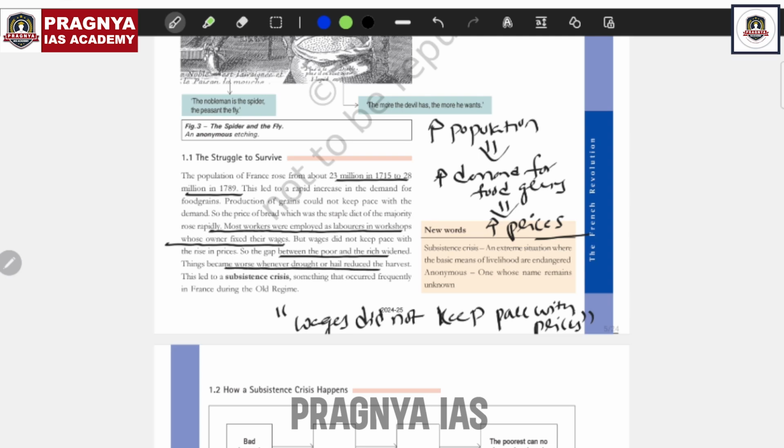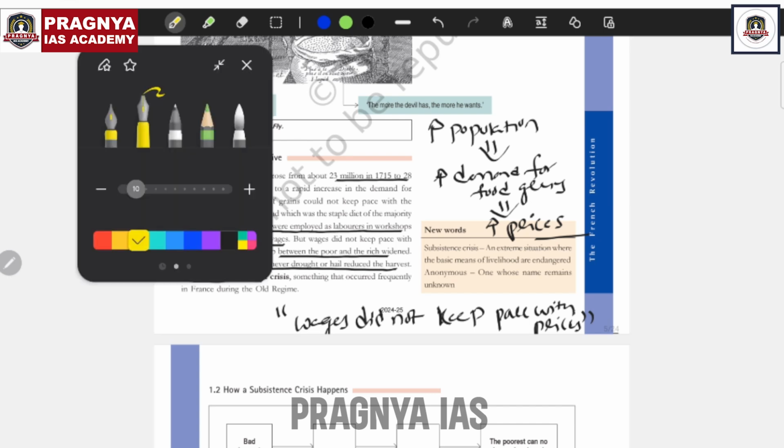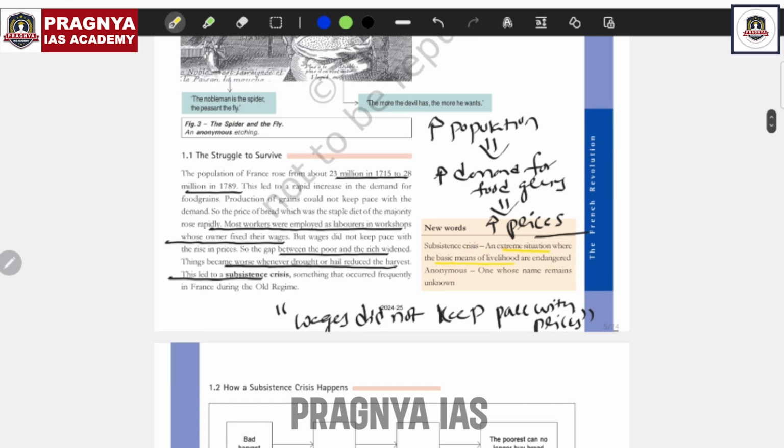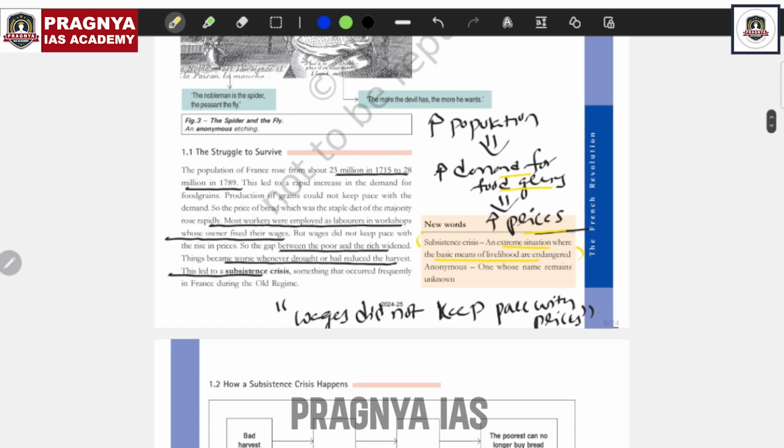Then drought or hail reduced the harvest. This led to subsistence crisis. What do you mean by subsistence crisis? An extreme situation where the basic means of livelihood are endangered. Yes, this is the main point. See, population increasing leads to increase in demand for food grains. This leads to increase in prices, whereas the wages did not keep pace with the prices. That is the problem, and it led to the subsistence crisis.